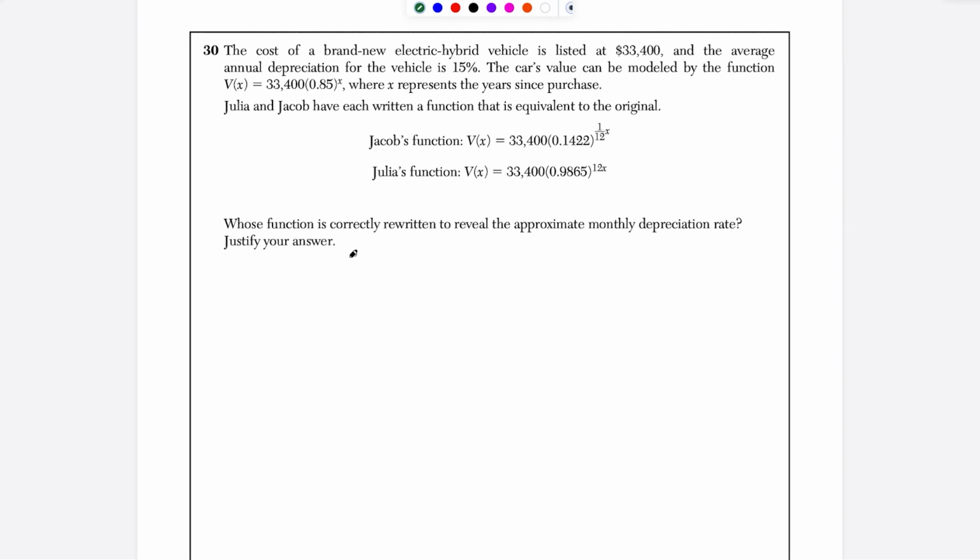So for this question, a very important detail is that x represents the years since purchase. And we're trying to see who correctly rewrote the function to reveal the approximate monthly depreciation rate. Okay, so we're going from years to months. So the idea is if x represents years, so let's think about this. If it's x years, how many months is that? Well, if you think about this conversion over here, 1 year is equal to 12 months. Okay, so 1 year is equal to 12 months. So that tells us that the number of months here, we would just say is 12x. Okay, so 12x months like this.